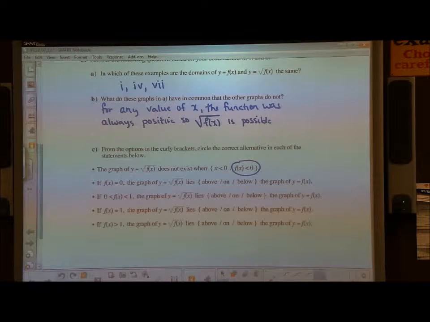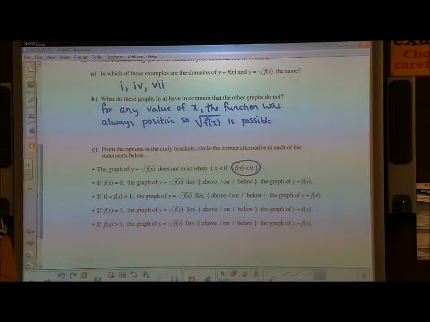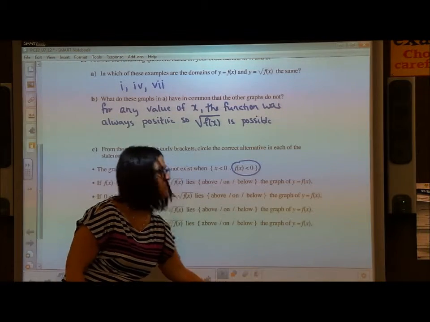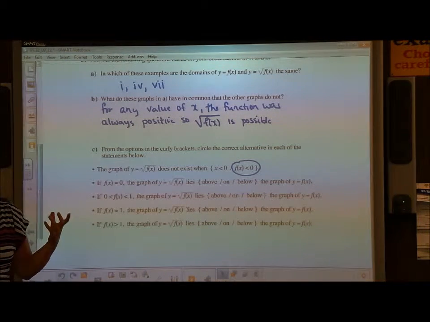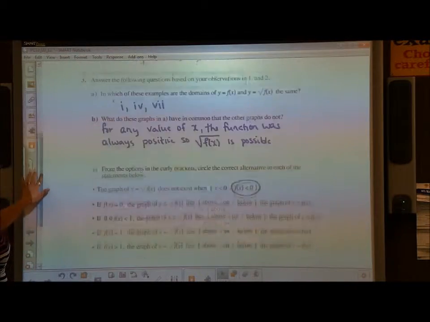If f of x is equal to 0, the graph of the square root of f of x lies above, on, or below the graph of f of x. So when f of x is equal to 0, that's when it crosses the x-axis, where does the square root function fall?